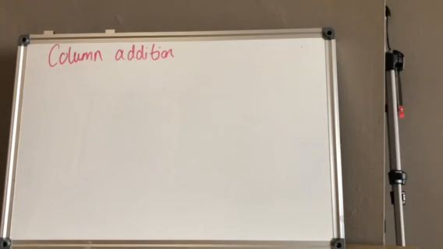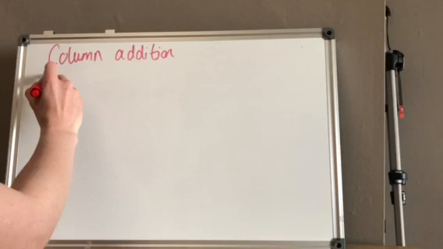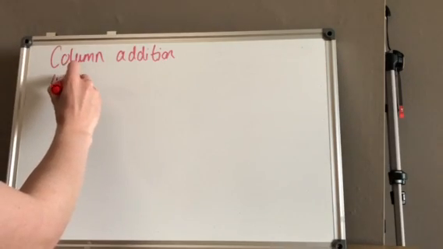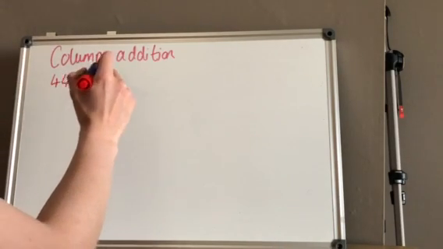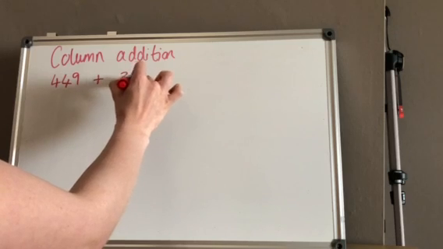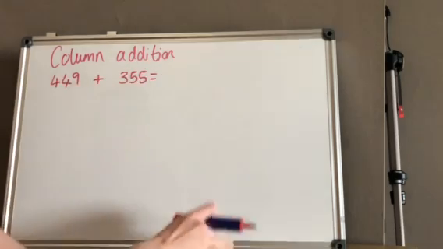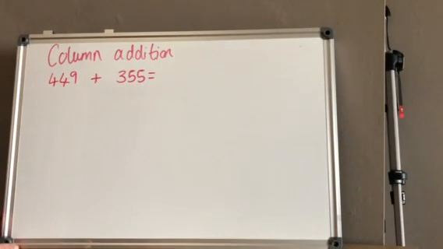Let's look at another one then that requires a little bit of exchanging. So we'll do 449 add 355. So I'll show you the pictorial way again first so we can understand what we're doing, and then I'll write it out as a column addition.